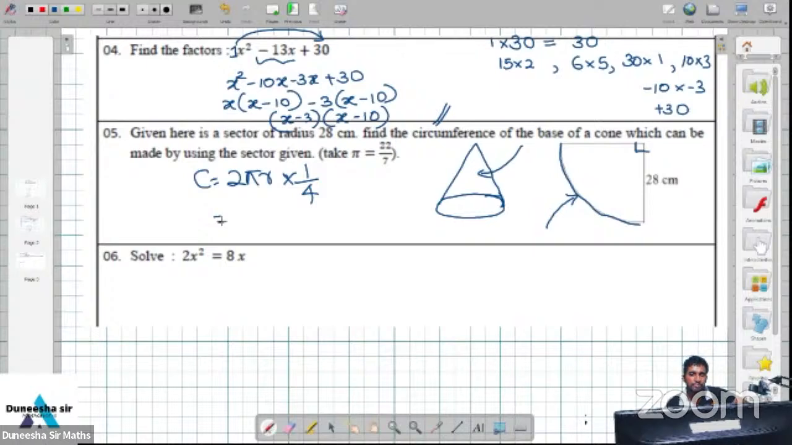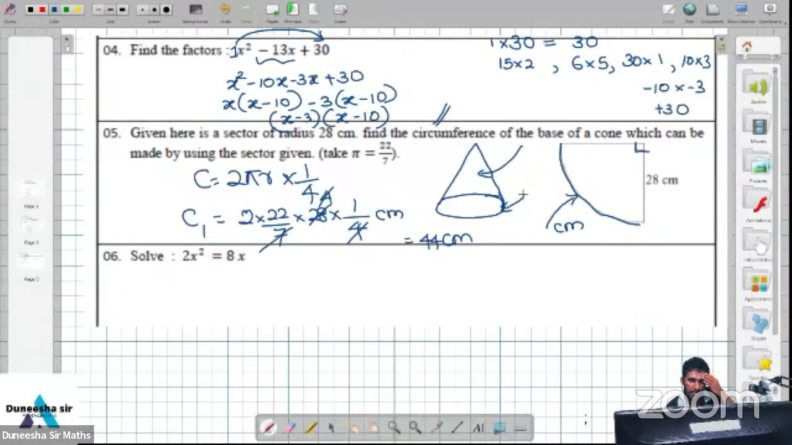Now, 2 pi r is 22/7 multiplied by 28 multiplied by 1/4, in centimeters. This is the circumference of a sector. 28 divided by 4 is 7, then 44 centimeters. The base circumference of the cone is 44 centimeters.